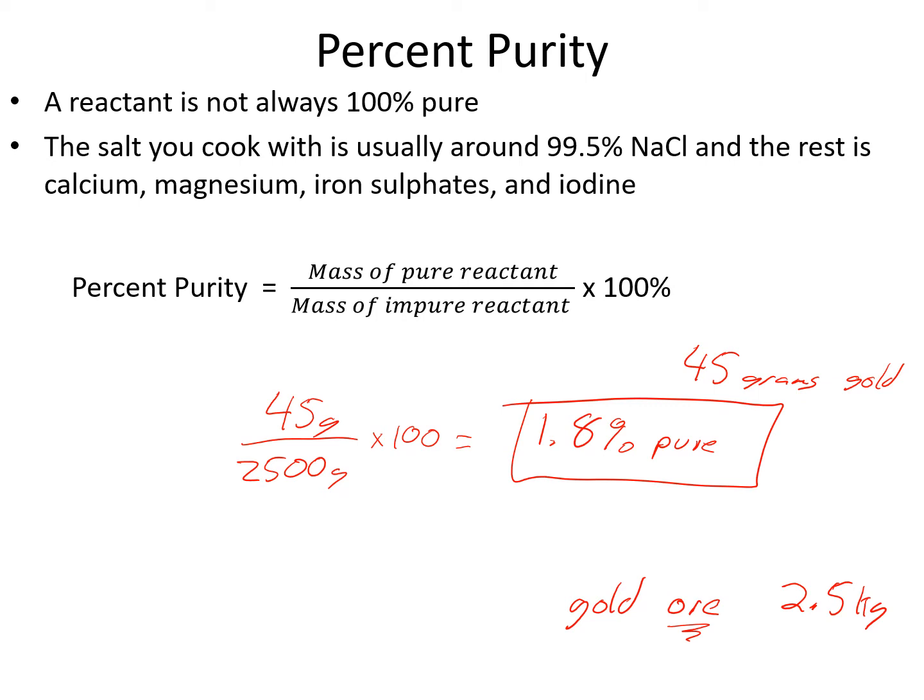Okay, so how pure is my gold ore? Well, it's only 1.8% pure. Okay, so let's take a look at a more complex question.